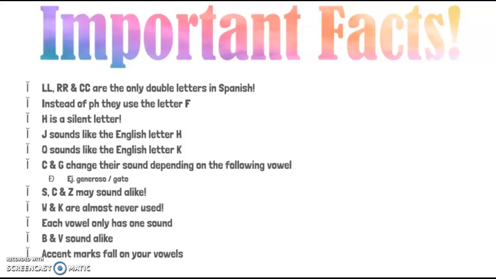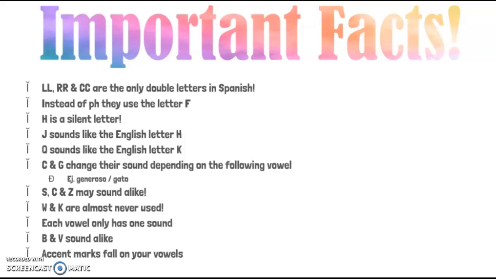The next fact is that the letters S, C, and Z sound alike. So depending on the word, it may be hard to hear, but they are all different letters, so you need to know the spelling of the words because, again, they can all sound similar when they are pronounced. W and K are almost never used in the Spanish language. These letters, I should say, are taken from other languages, so they aren't really used at all.